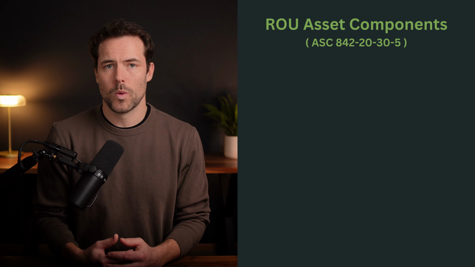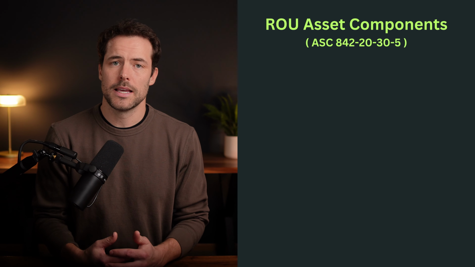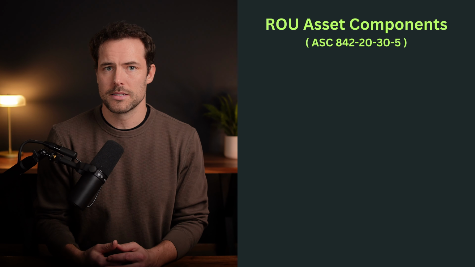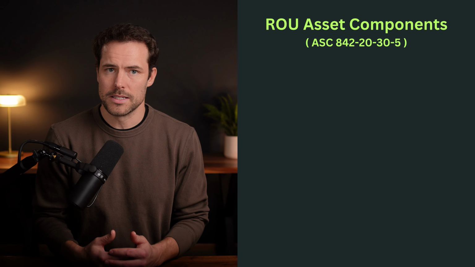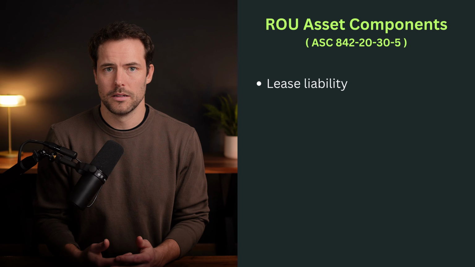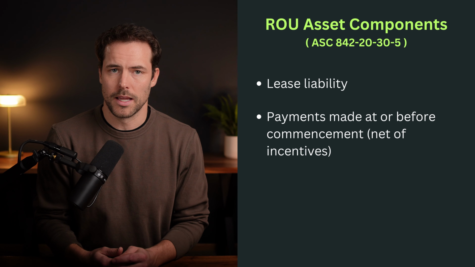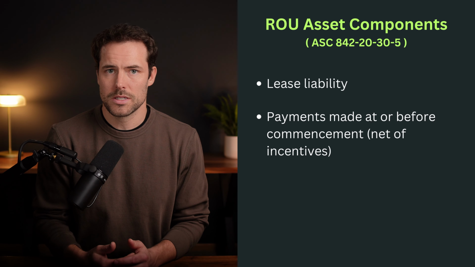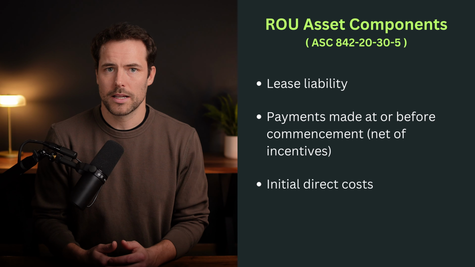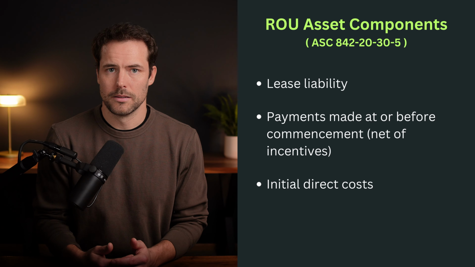With our lease classified and our opening lease liability calculated, we can now determine the value of our right of use asset. This part is fairly straightforward. ASC 842-20-35 states that the right of use asset consists of the initial measurement of the lease liability, which we've just calculated, plus any lease payments made to the lessor at or before the commencement date, minus any lease incentives received, plus any initial direct costs incurred by the lessee.